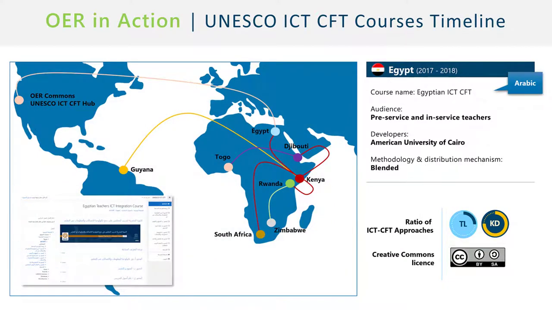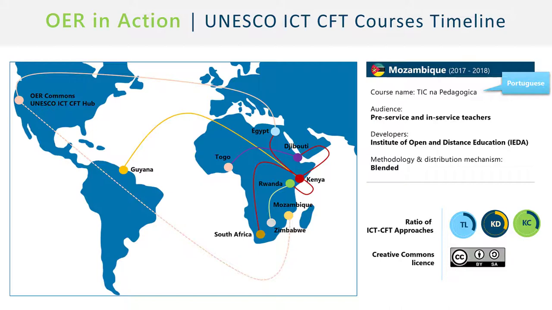Following year, 2017 to 2018, Egypt took the Kenyan materials and were the first ones to translate it into Arabic. And you can see they had a little bit of technology literacy, or knowledge acquisition as we call it now, and some knowledge deepening. And in 2017, the Mozambique team came to the party. The developers were from the Institute of Open and Distance Education, or AIDA, and they developed a Portuguese language version of the materials they found on the ICT CFT Hub.